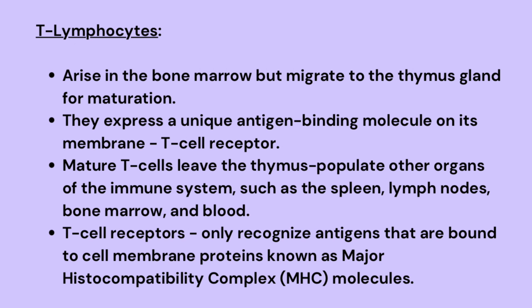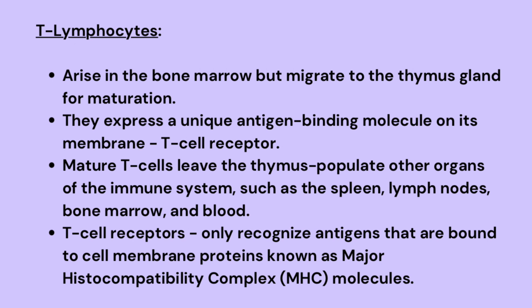T lymphocytes or T cells. These T cells arise in the bone marrow, but for maturation they migrate to the thymus gland. The name T, for T lymphocyte or T cells, originated from the site of maturation, that is the thymus gland. Like the B lymphocytes, the T lymphocytes also express a unique antigen binding molecule on their membrane. It is called the T cell receptor.